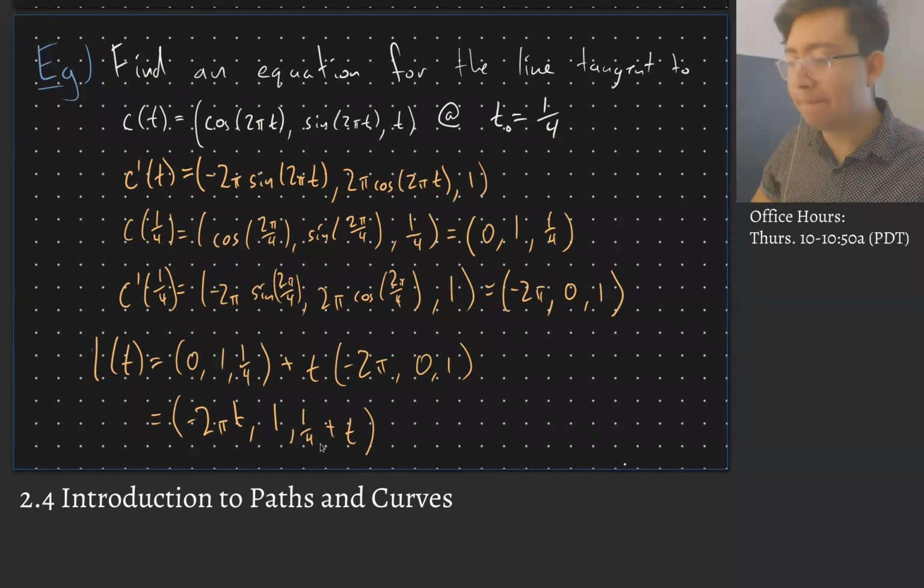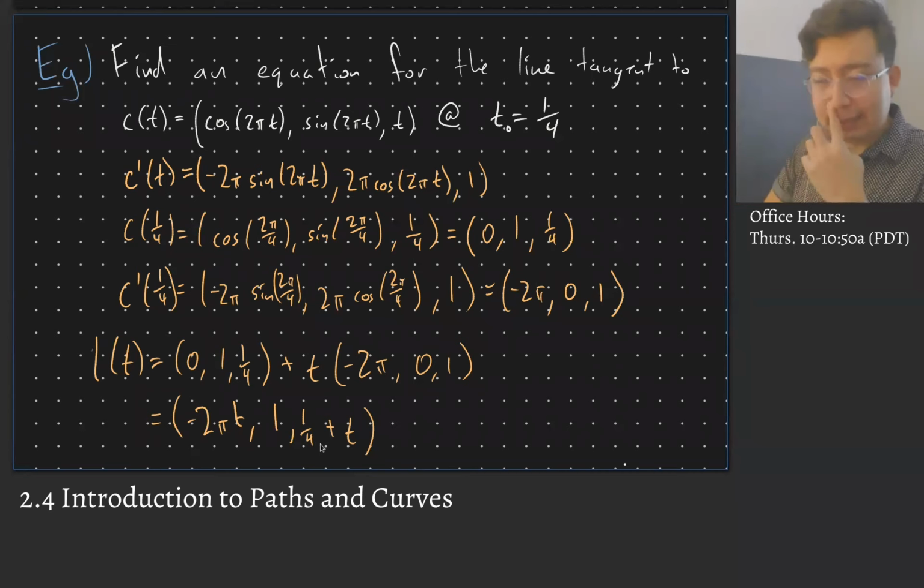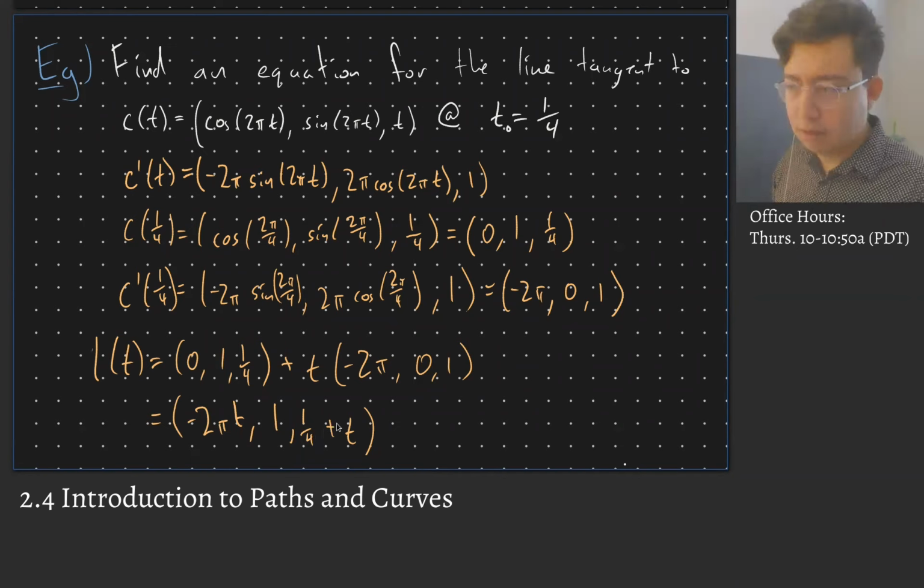Okay. Cool. So this is a line that lives in 3D space. This would be another fun one to graph on GeoGebra: graph the original curve, and then graph this tangent line, and see how these are related. Okay, cool. So that's it for this section.